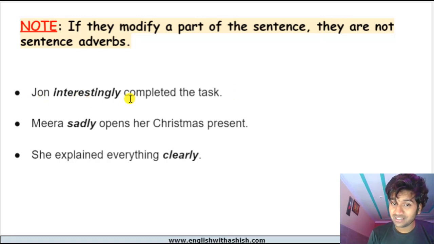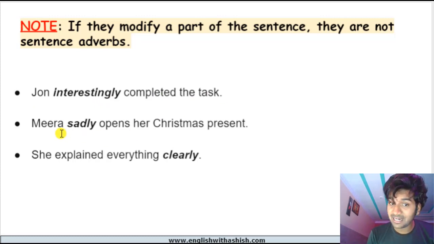John interestingly completed the task. He completed the task, but in what manner did he do it? He interestingly completed the task. So interestingly is working as an adverb of manner, talking about the manner in which he completed the task. This is not passing a comment on the entire situation.